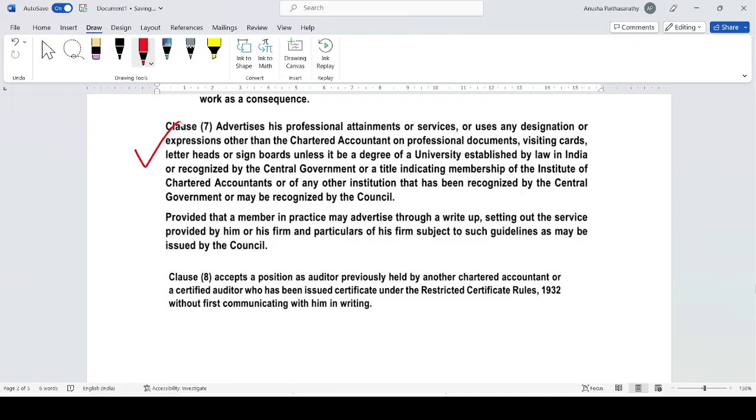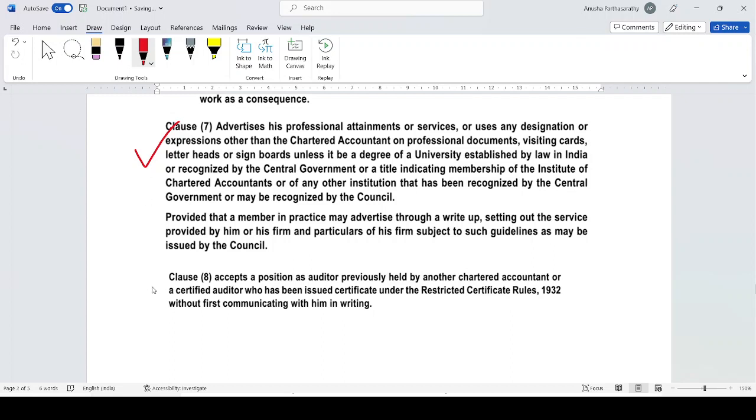A chartered accountant in practice is deemed to be guilty of professional misconduct if he advertises his professional attainments or services, or uses any designation or expression other than chartered accountant on professional documents, visiting cards, letterheads or signboards, unless it be a degree of a university established by law in India or recognized by the Central Government, or a title indicating membership of the Institute of Chartered Accountants or of any other institution that has been recognized by the Central Government or may be recognized by the Council, provided that a member in practice may advertise through a write-up setting out the services provided by him or his firm, and the particular guidelines as may be issued by the Council.